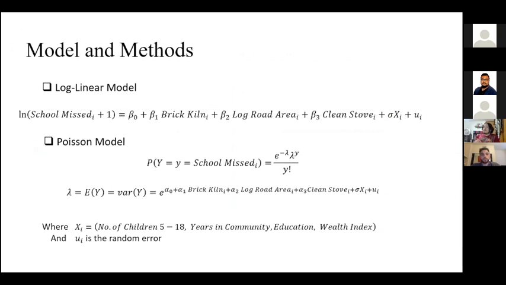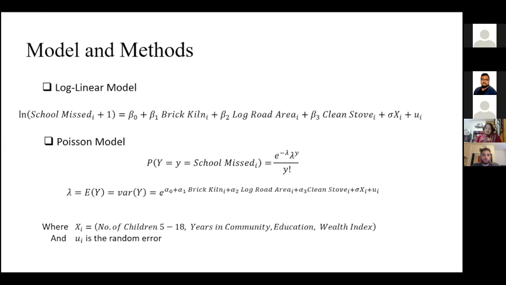For our model and methods, the first model we decided to use is a log linear model, in which we took the natural log of school days missed plus 1. We added the plus 1 so we wouldn't have any natural log of zeros. We took that plus the effect of brick kilns, log road area, clean stove, our control variables, and the random U.